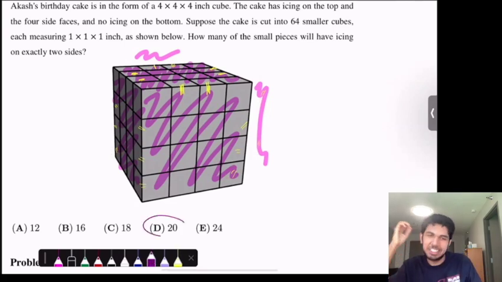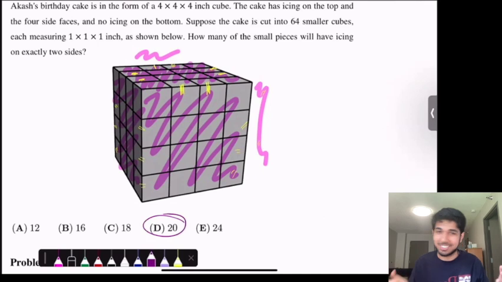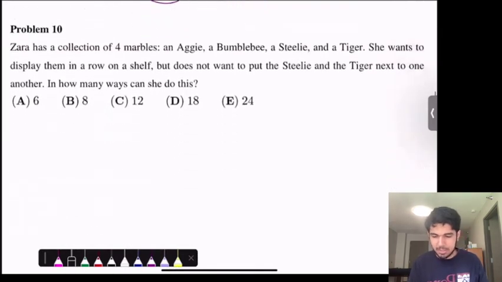So, I mean, it's not really mathy, it's just being a little careful, because I totally would have missed these corner pieces the first time around. Like, I would have completely forgotten about them. So, it's good to be a little bit careful. Okay, so move on to question 10.